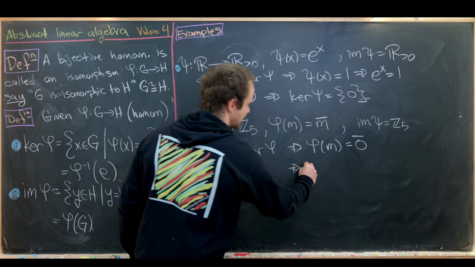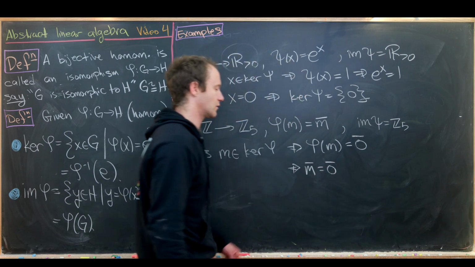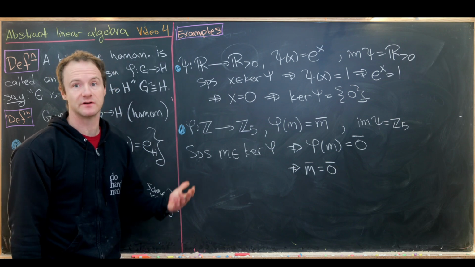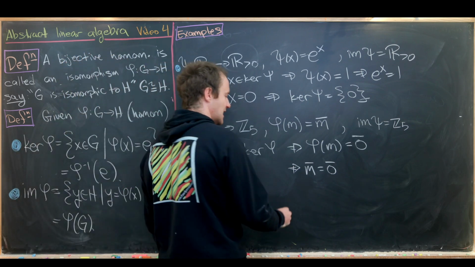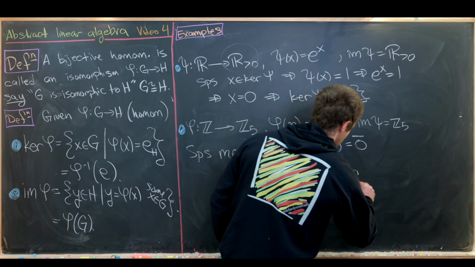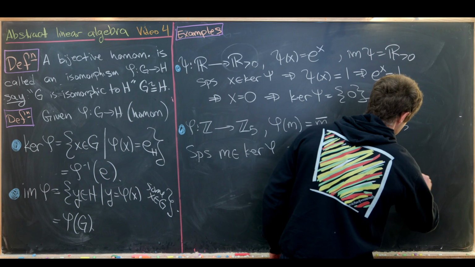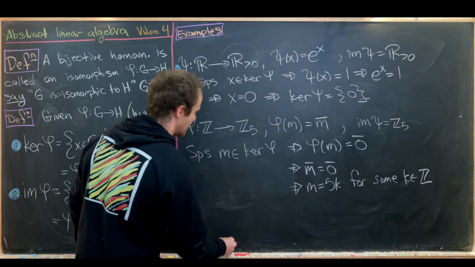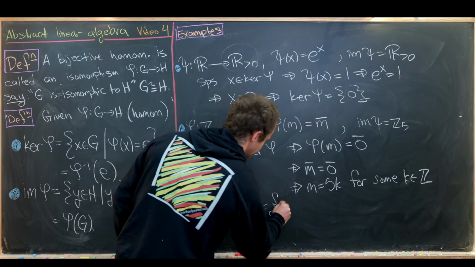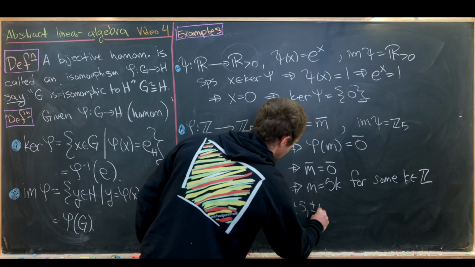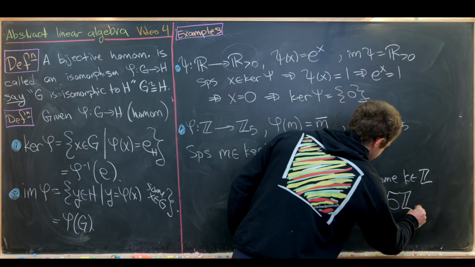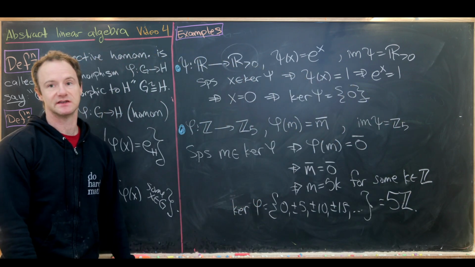But applying phi, that tells us that m bar is equal to 0 bar, which tells us that when we divide m by 5, we get a remainder of 0. But that means m must be a multiple of 5. So we might write m is equal to 5k for some integer k. Okay, but that means that we could rewrite the kernel as all multiples of 5. So that would be like 0, plus or minus 5, plus or minus 10, plus or minus 15, and so on. But that would be 5Z, using some notation that we had previously in the video.